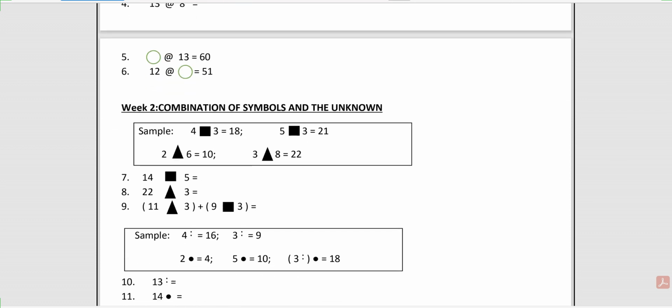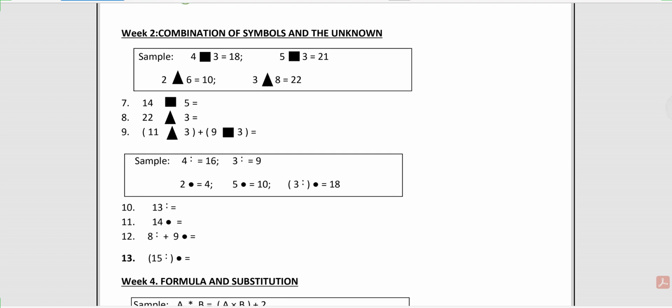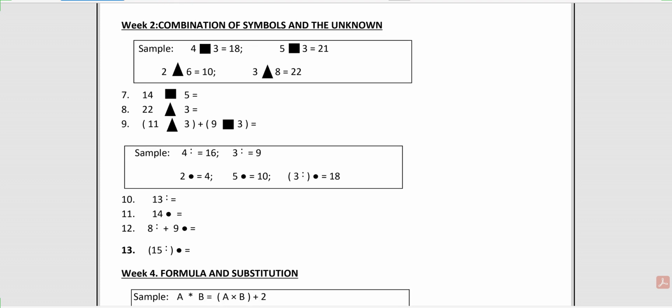Now let's go to the next one, which has to do with this. This one is very straightforward. All you just need to do, for the one with the square, you add 2 to the first number and multiply with the second one. So you have 4 plus 2, which is 6. 6 times 3, which is 18. 5 plus 2, which is 7. 7 times 3, which is 21. Okay, that's what you do for the first one.